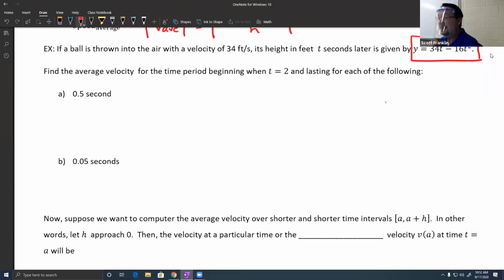So we want to find the average velocity for the time period beginning when t is 2. T is in seconds. So after 2 seconds and lasting for each of the following. So I'm going to do this 2 times. First of all, let's say we last for 0.5 seconds. So we want to know what was the average velocity between t equals 2 seconds and 0.5 seconds later. So how do we find average velocity?